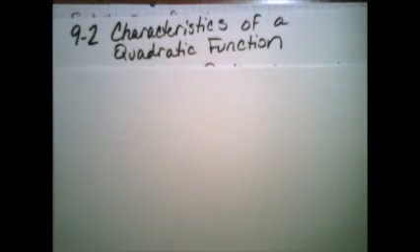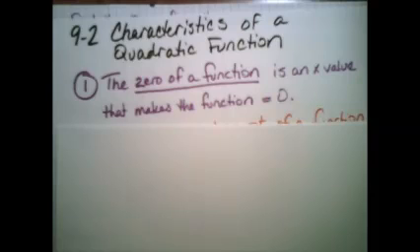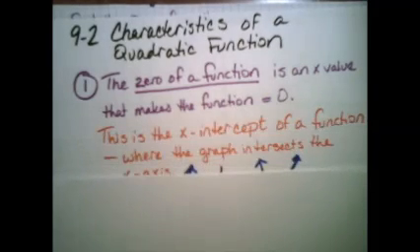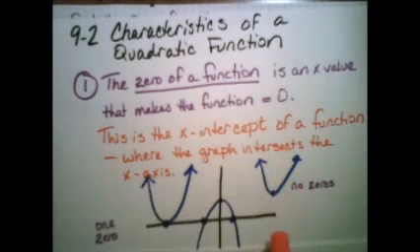Today we talk about characteristics of a quadratic function. One of the things that quadratic functions have is a zero. The zero of a function is an x value that makes the function equal 0. So this is where we have an x-intercept, where the graph intersects the x-axis.